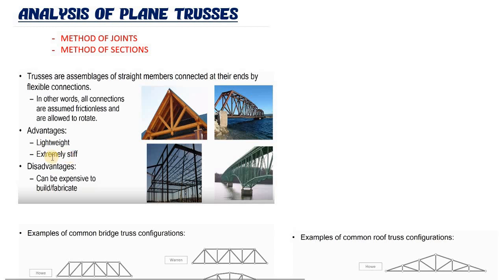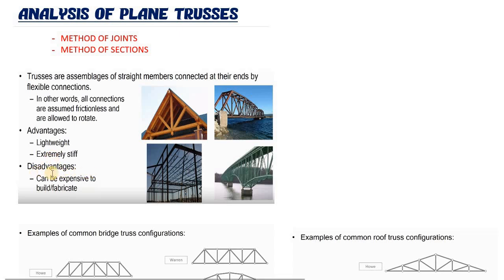Yes, trusses are really stiff because we know that stiffness is basically a structural resistance to deflection. So if a structure is very stiff, it doesn't want to deflect too much, right? So if a structure is very stiff, the deflection is going to reduce. And because trusses are extremely stiff, we tend to use trusses. So these are the advantages of using trusses.